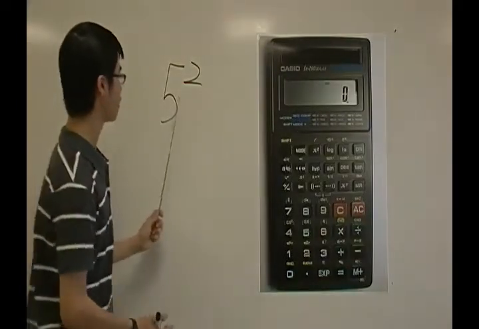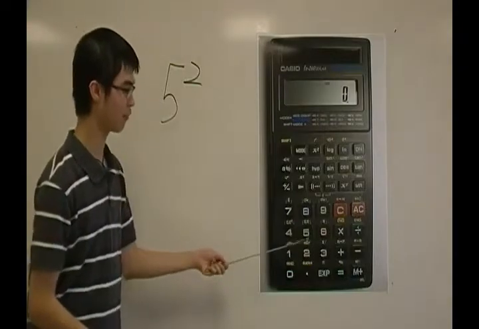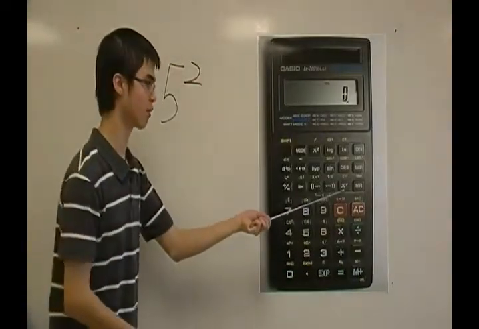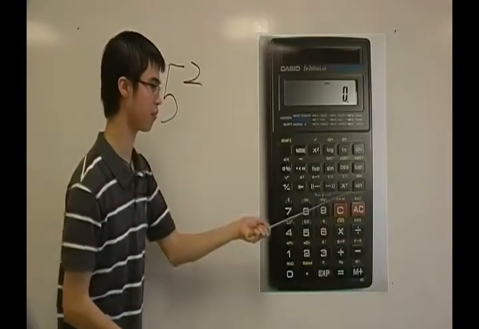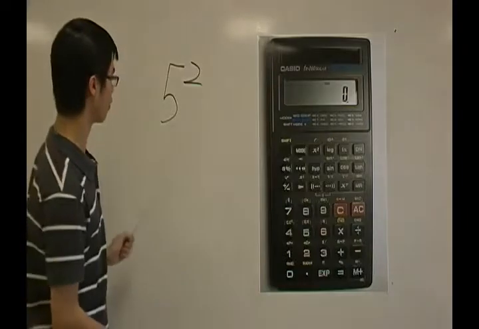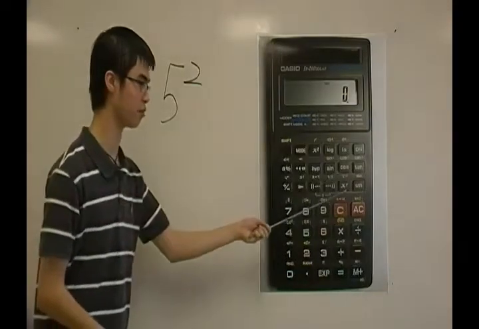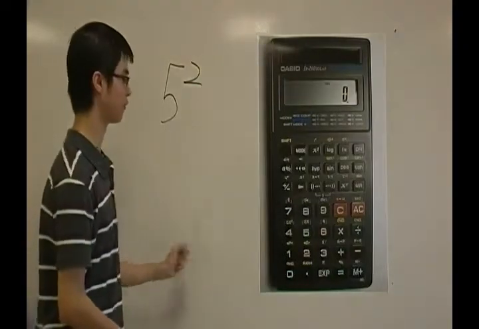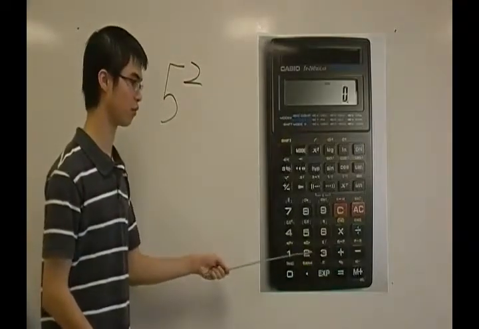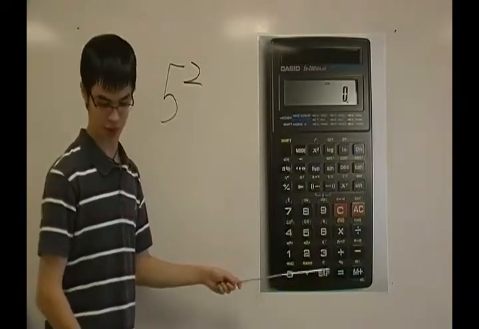Or you can go over here and hit 5, XY button. Basically, it's the same thing, except you have to input the exponent on this. So if you want to use this button, you'll have to hit 5, XY, 2, and then hit equal.